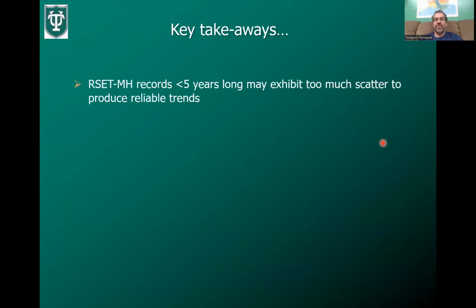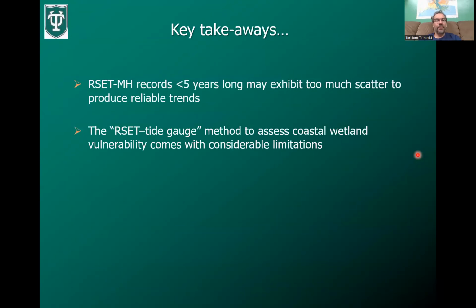So to wrap up with my key takeaways, the first one is, of course, the methods finding from a number of years ago, where we showed that you really want to have records that are at least about 5 years long. Otherwise, you may simply have too much scatter to produce reliable trends.